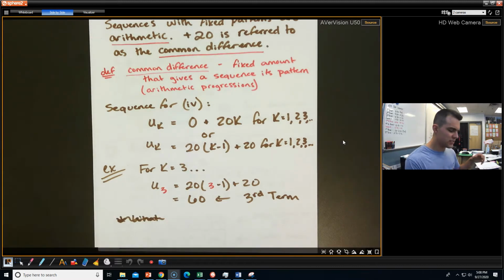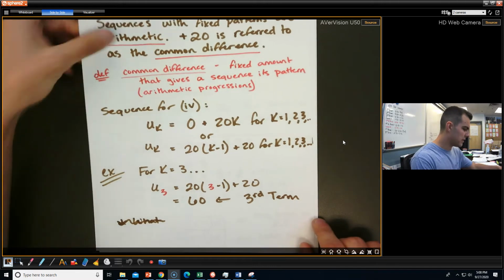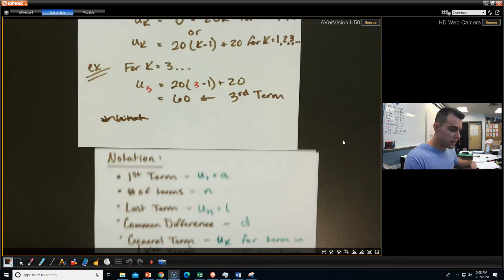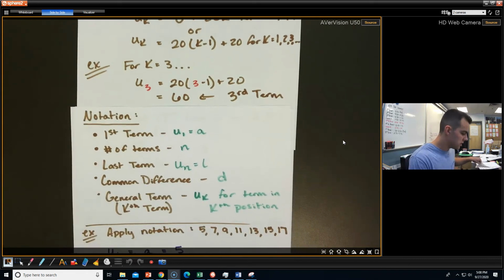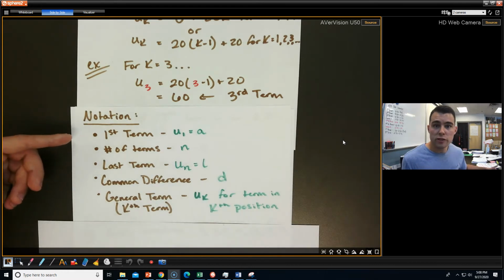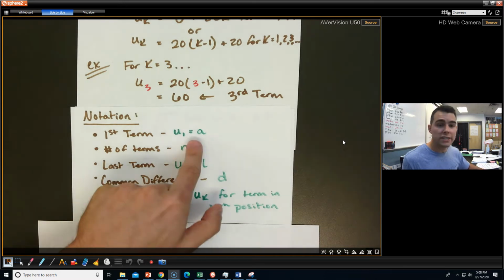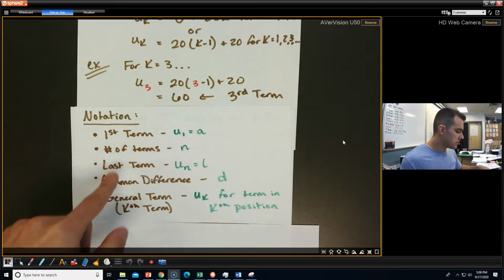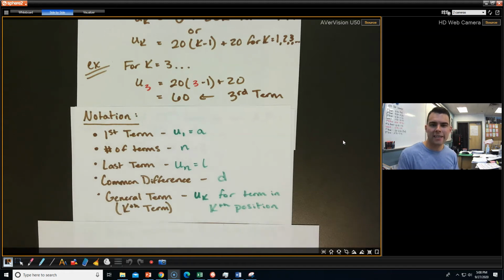So let's actually get this notation figured out. If we can't do that, then we're going to be pretty lost. So let's take a look at it. This is notation that you're going to see in your book a lot. All right? The first term is mu sub 1, also known as a. They might just refer to it as a. Number of terms, that's n, like the n terms, right?